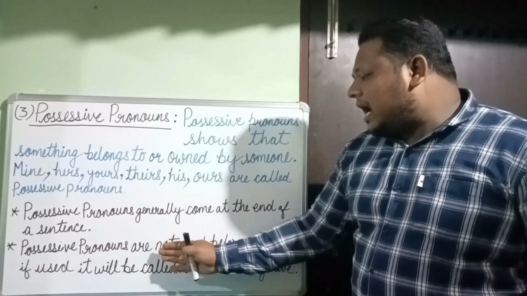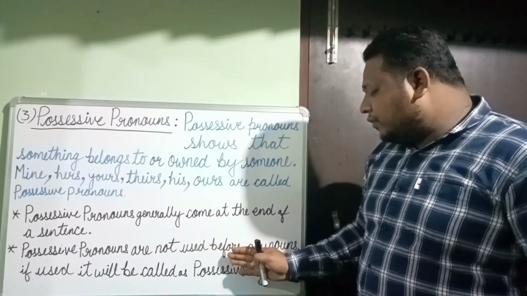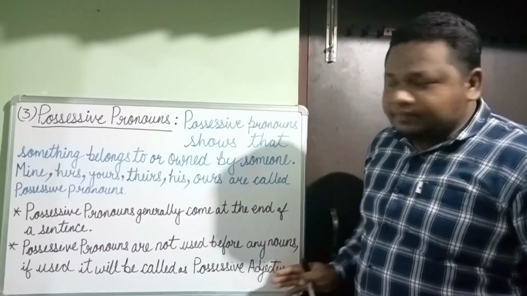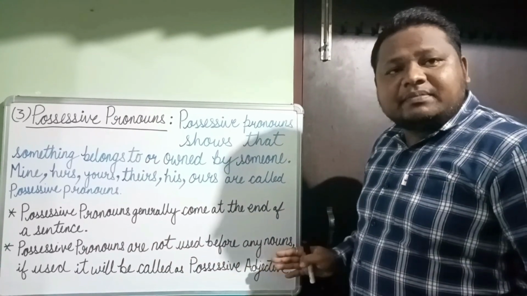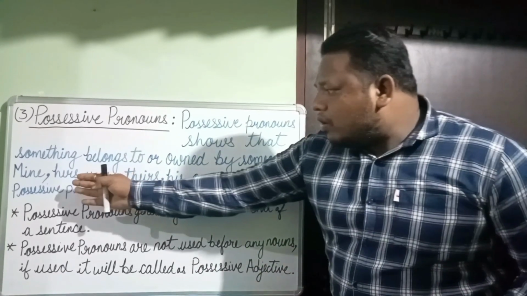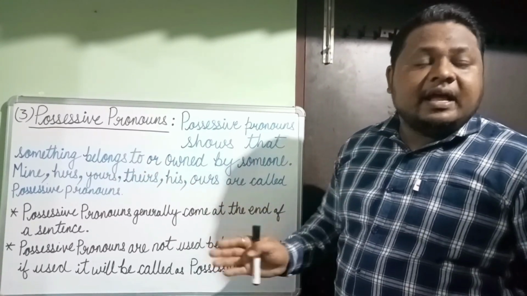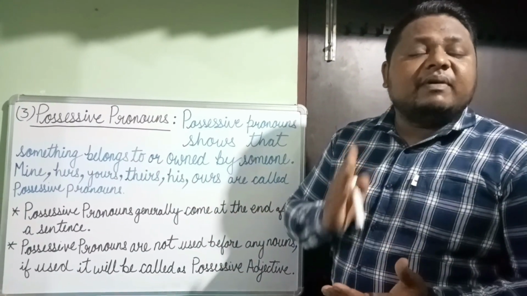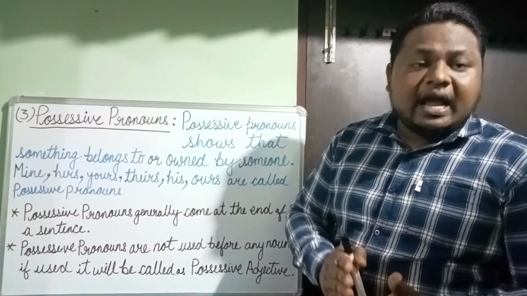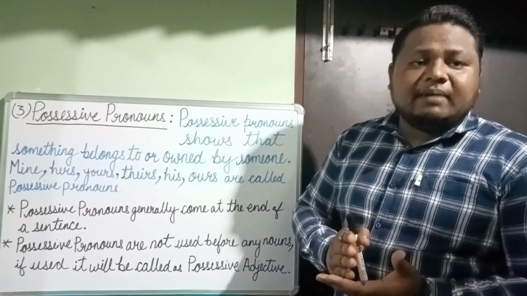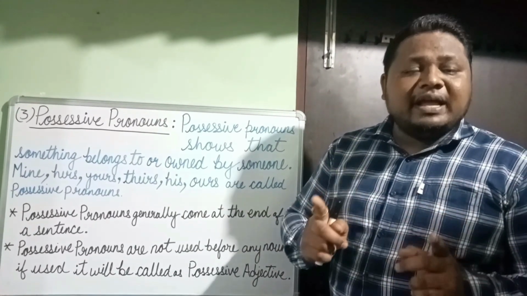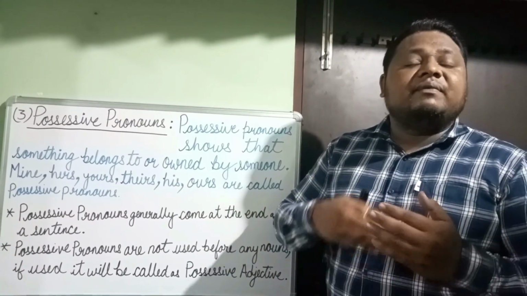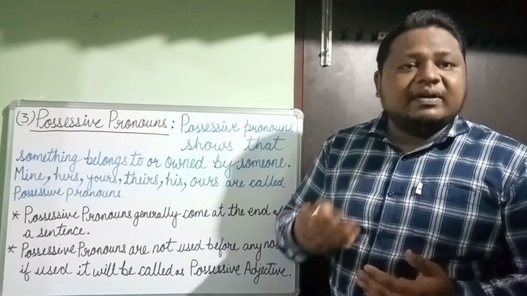Possessive pronouns are not used before any nouns. If used, it will be called a possessive adjective. Now, all these possessive pronouns here, they are not used before any noun. And if we try to use them before any noun, then it will no longer remain a possessive pronoun. It will change into a possessive adjective.